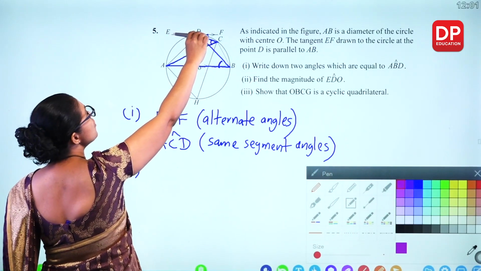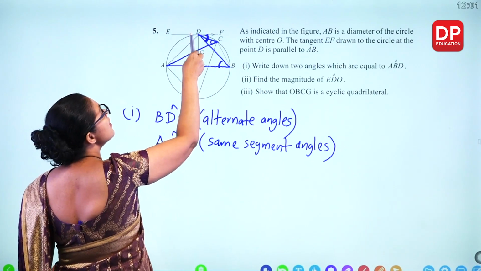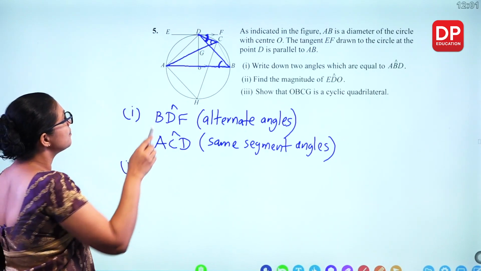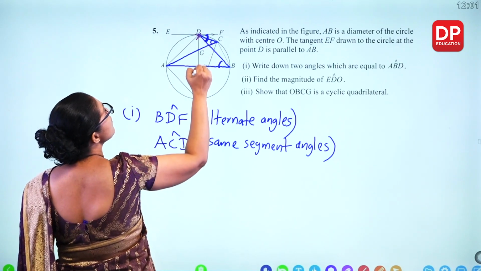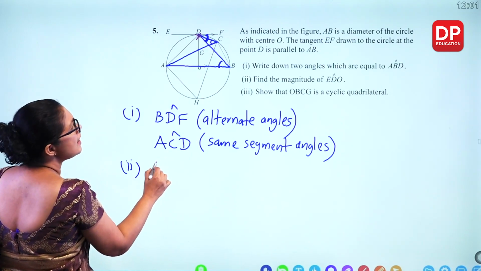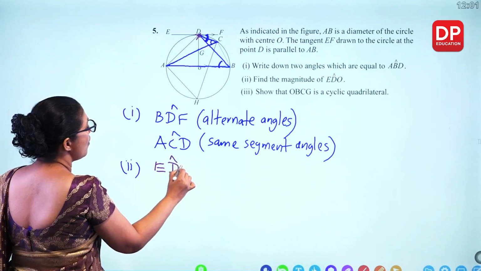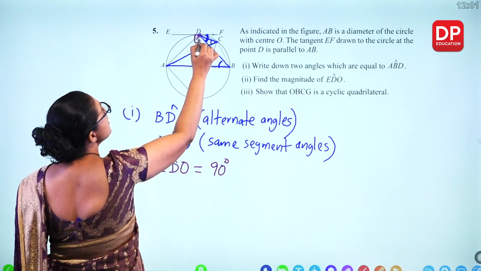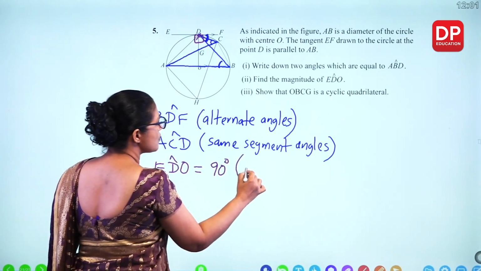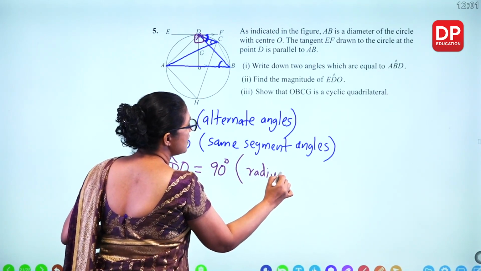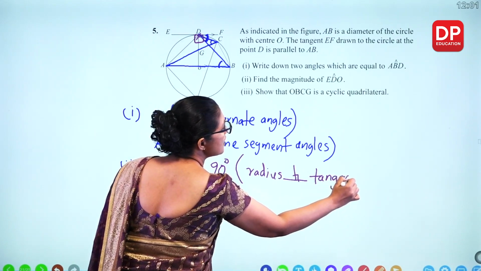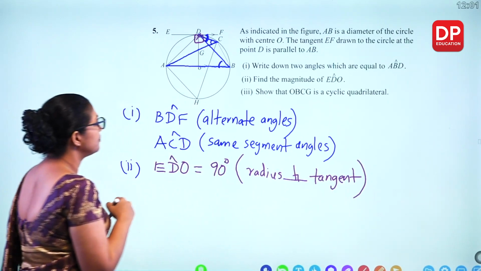This is the tangent and this is the radius drawn to that tangent point. So what's the angle? EDO is 90 degrees. This is perpendicular. So the radius is perpendicular to the tangent at the point.